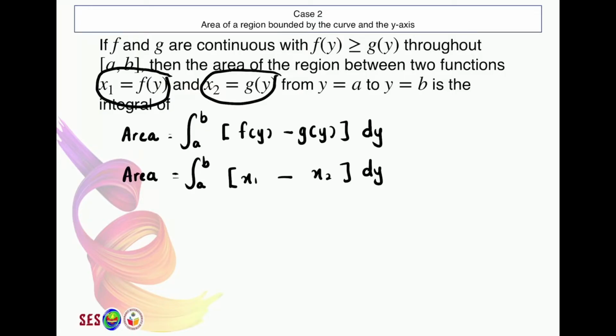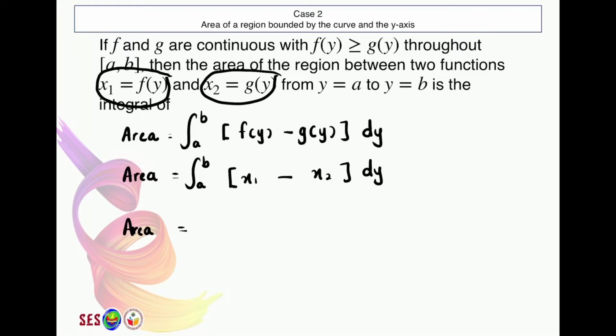And the last form of the formula. Before this, to find the area of a region bounded by the curve and the x-axis, we take the upper function minus the lower function, and we integrate them with respect to x. So that was the previous case.